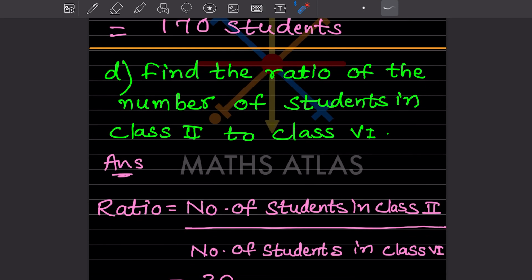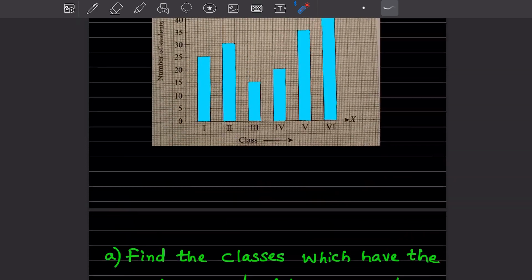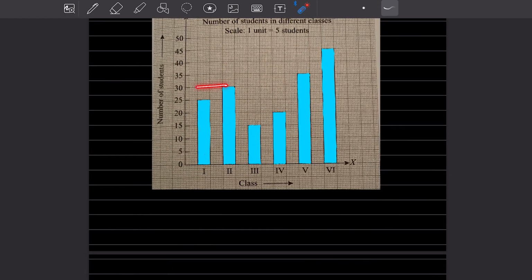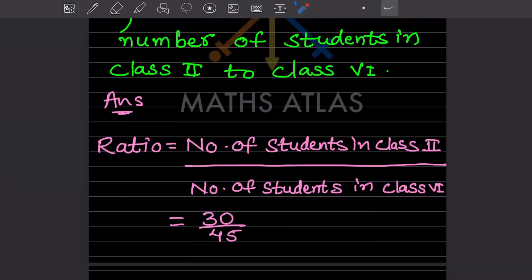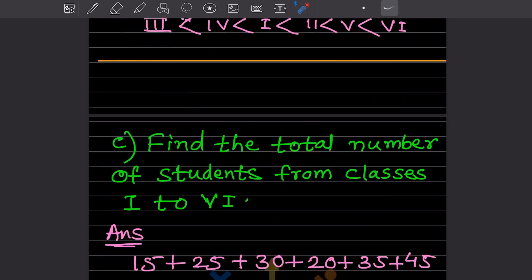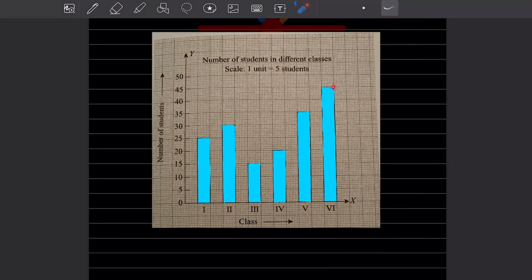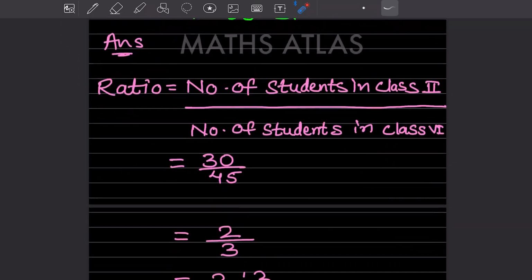Find the ratio of the number of students in class 2 to class 6. So first thing you have to write here, ratio means number of students in class 2 divided by number of students in class 6. Class 2, how many students are there? 30. So you will write here 30. And number of students in class 6 is 45. So you are going to divide it by 45.